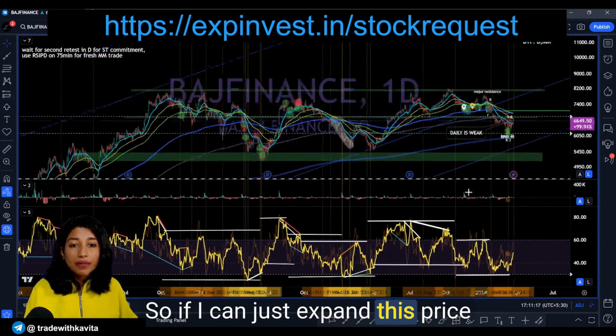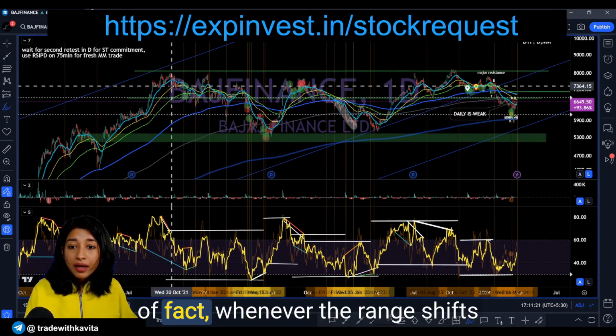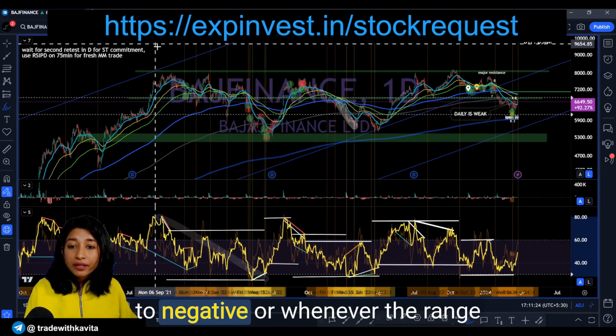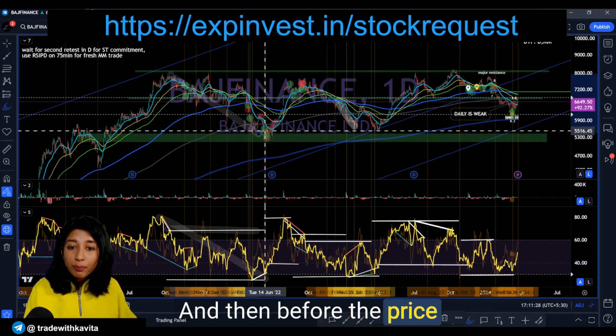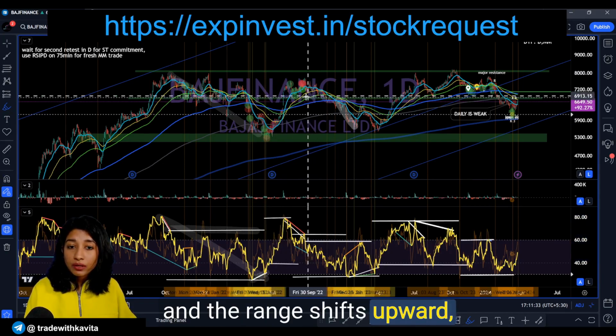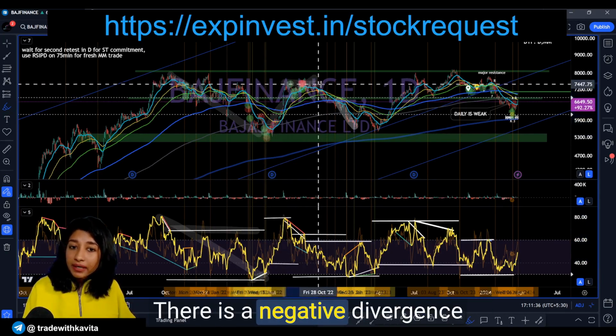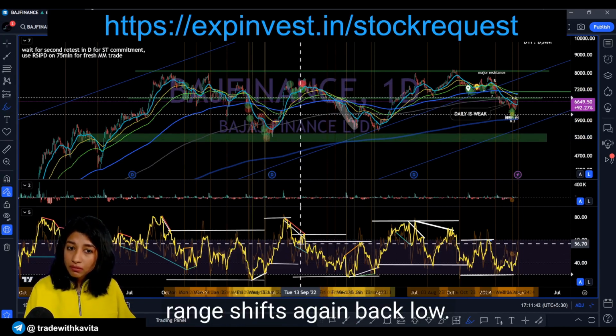So if I can just expand this price action here and show it to you, what you will see is, as a matter of fact, whenever the range shifts lower, the price is declining. And then before the price actually starts going up, we see a positive divergence and the range shifts upward. Right? That is when the price also goes up. There is a negative divergence again and the price starts falling downward, in which the range shifts again back low.